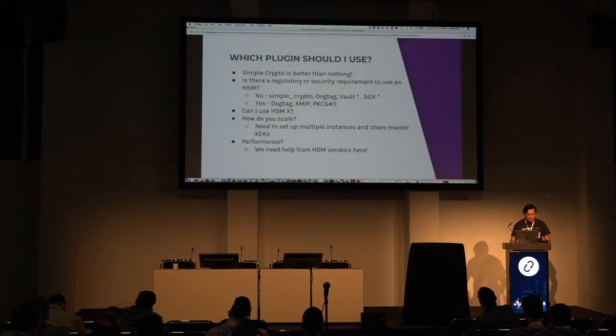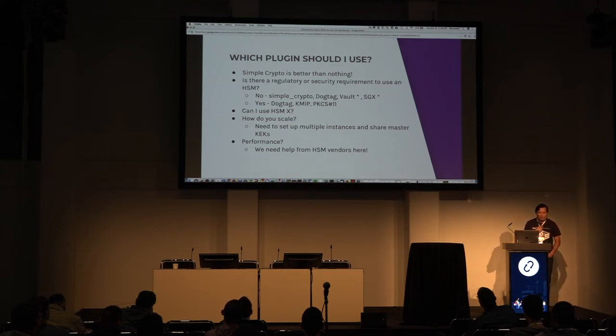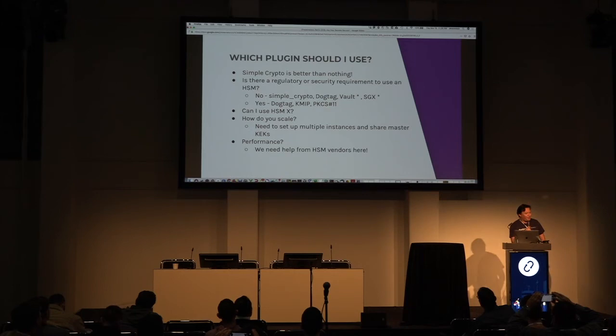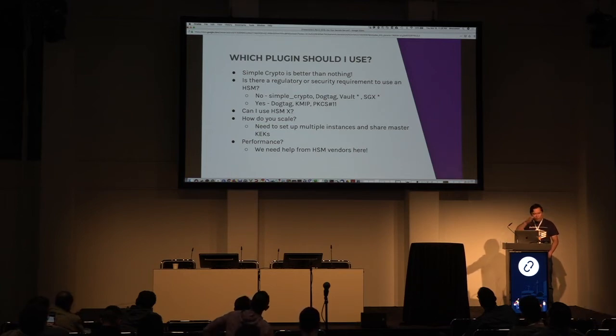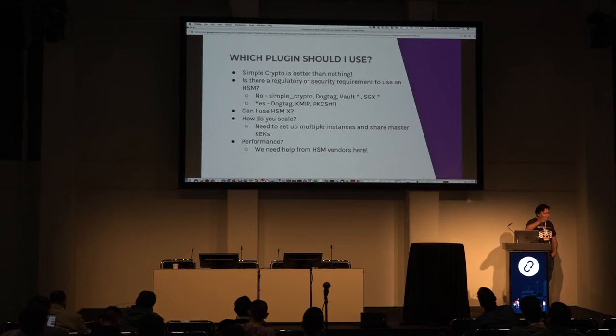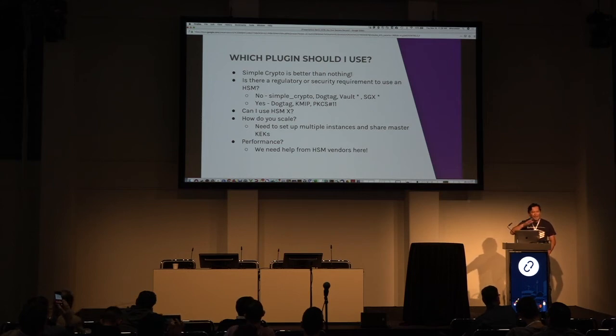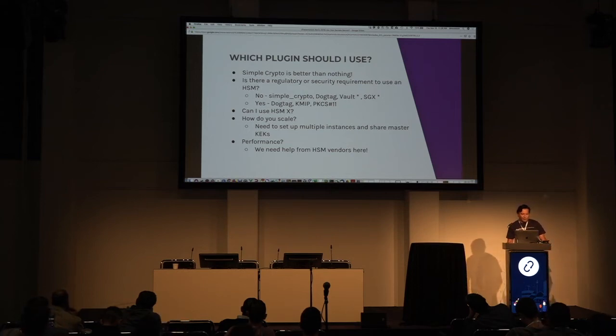Okay. So, in conclusion, the question of what plugins do I use? Simple crypto is better than nothing. Nothing basically means that all of your secrets are stored inside your config files all over your OpenStack deployment, so you have multiple files that have the same level of encryption, but are basically in the open, in the clear, and you have to secure all of those files. If you're going to do that, you might as well secure all of the files in one place, in Barbican, and have a single place where things are stored.